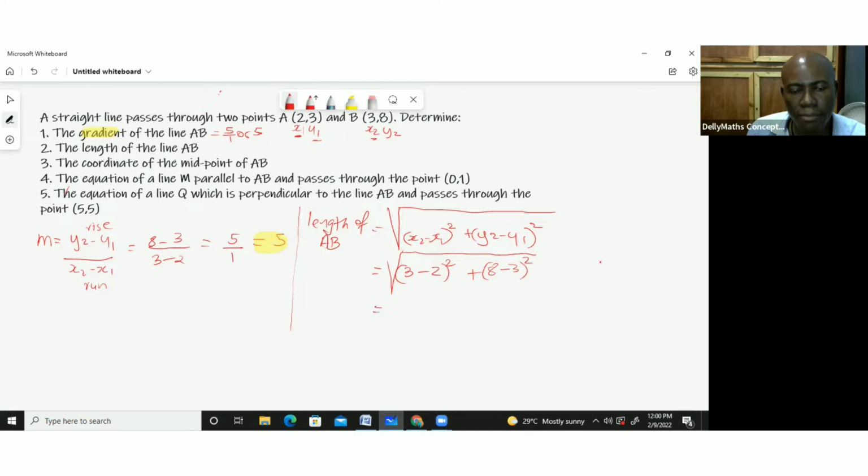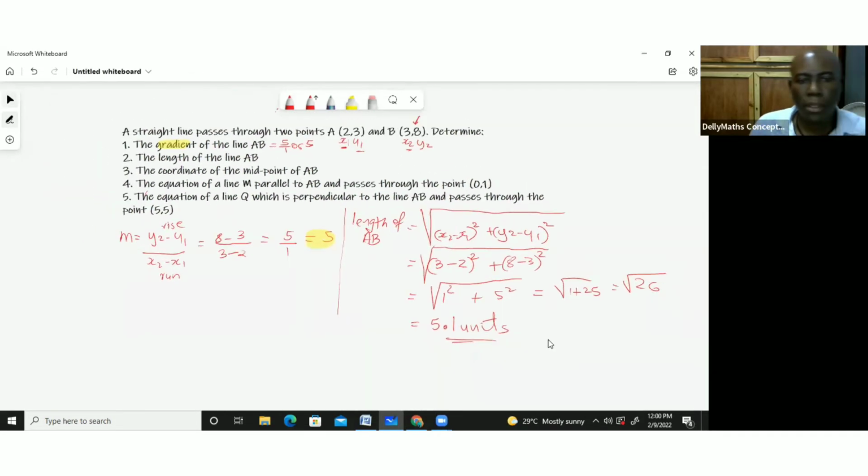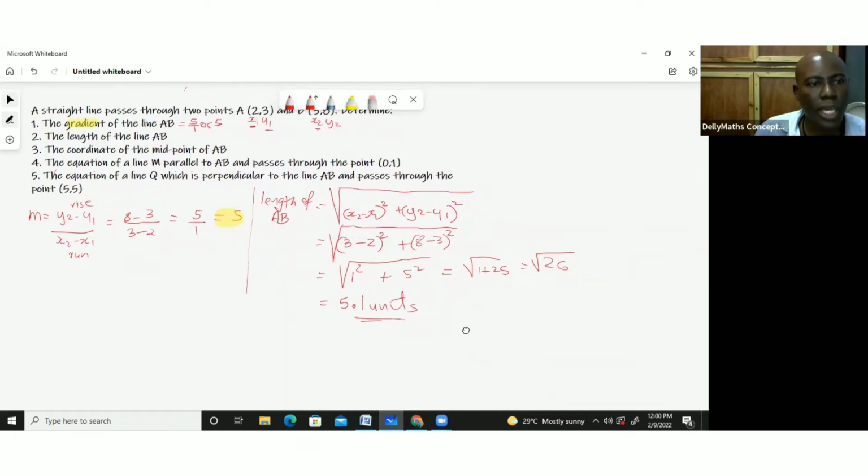Let's see what we have. This is 1 squared, 5 squared, and we take the square root of all of that. So we're looking at the square root of 1 plus 25, which is equal to the square root of 26. And the square root of 26 is, to 1 decimal place, 5.1. So 5.1 units. Very good. This would have been the length of the line AB.